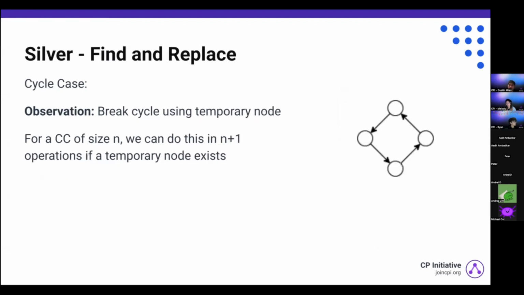And then the last case is just a simple cycle. Because we no longer have the property of one of the nodes having a subtree connected to it, we can no longer do the technique we did in the last case. So what we do is we have an imaginary temporary node that we break the cycle with, and then we can go on from there. So this takes n plus 1 operations if a temporary node exists.